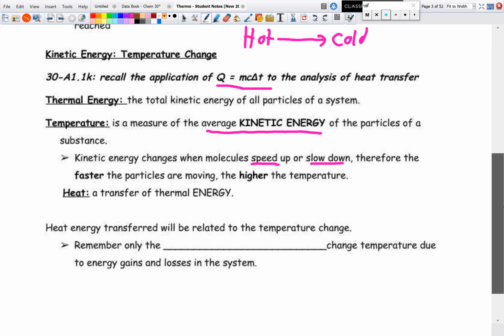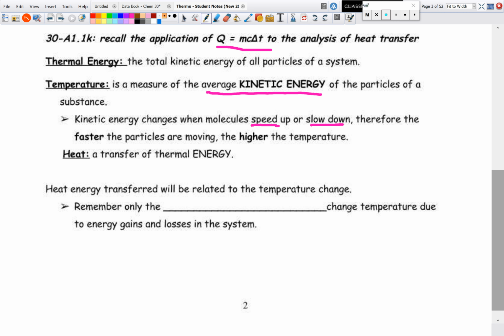When we refer to heat, we're talking about the transfer of thermal energy. Right? And thermal energy, definition right up here. So heat energy transfer will be related to temperature change. That is going to be true all the time.